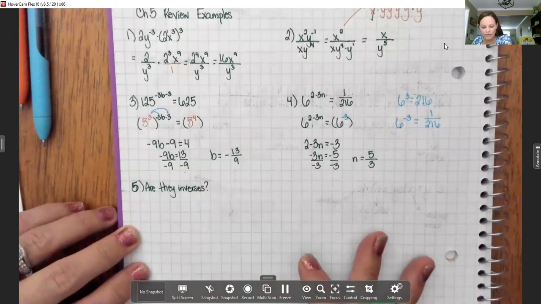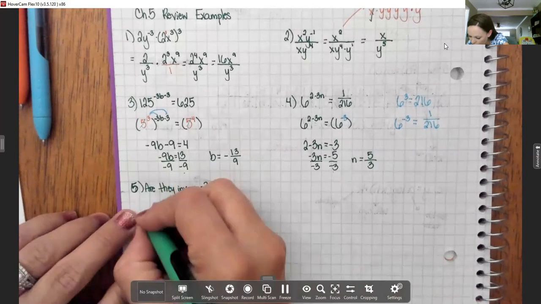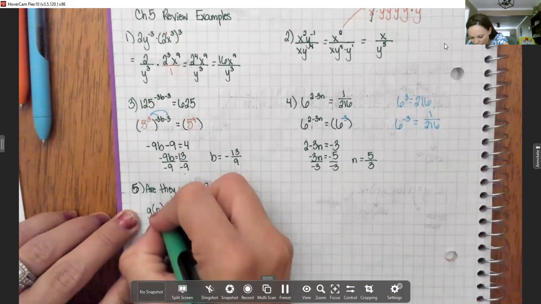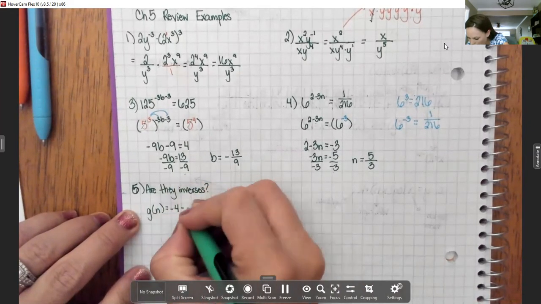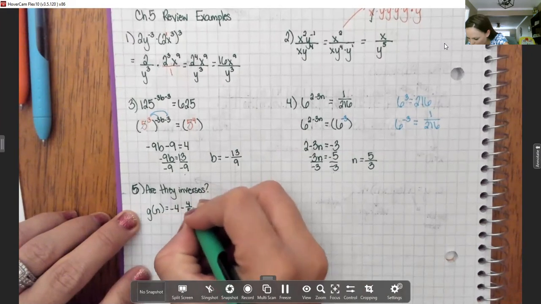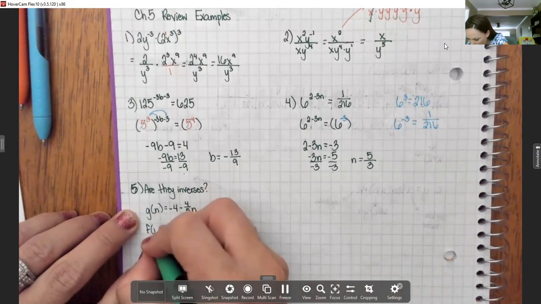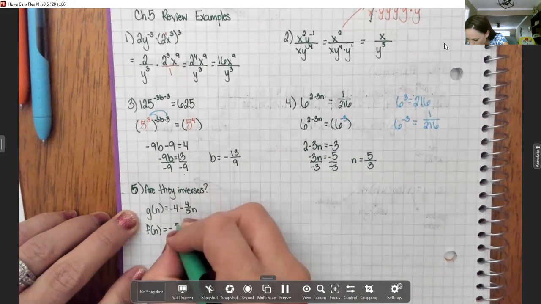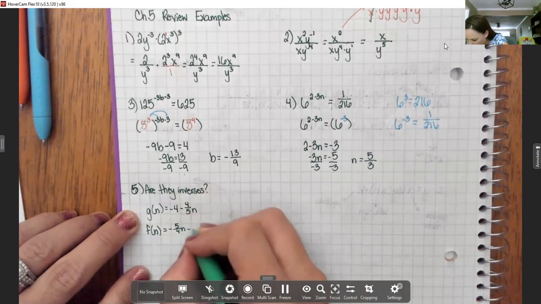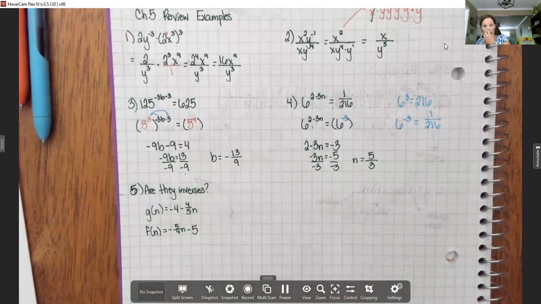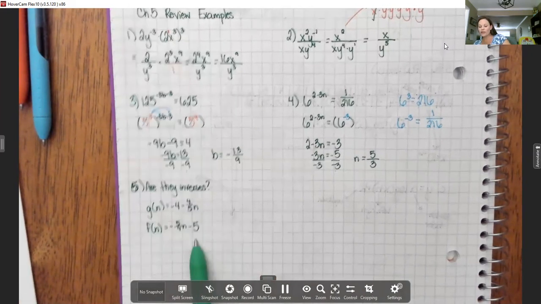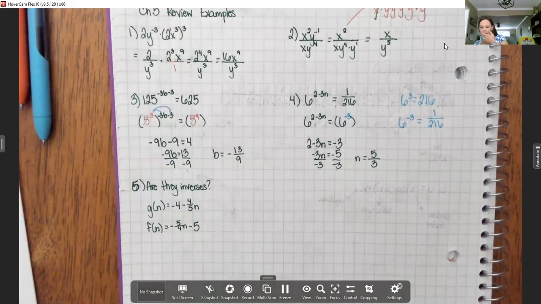So number 5 gives you two functions. G of n is -4 minus 4/5 n, and f of n is -5/4 n minus 5. So we want to know, are they inverses? It's just a yes or no question. And you have several options actually.